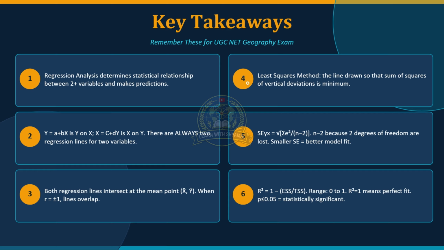R square is equal to 1 minus ESS divided by TSS, range 0 to 1. R square of 1 means perfect fit. P less than 0.05 means statistically significant.